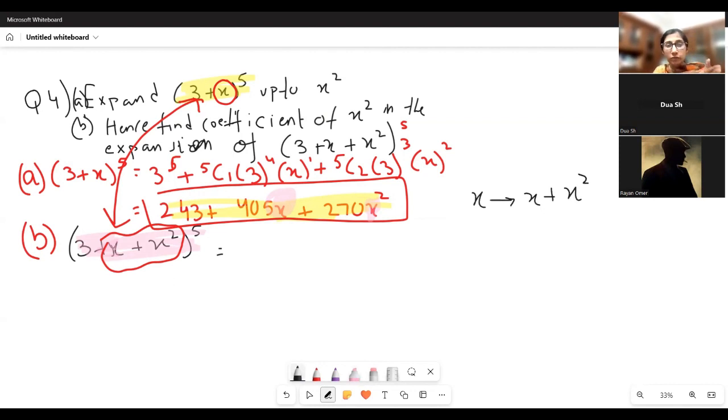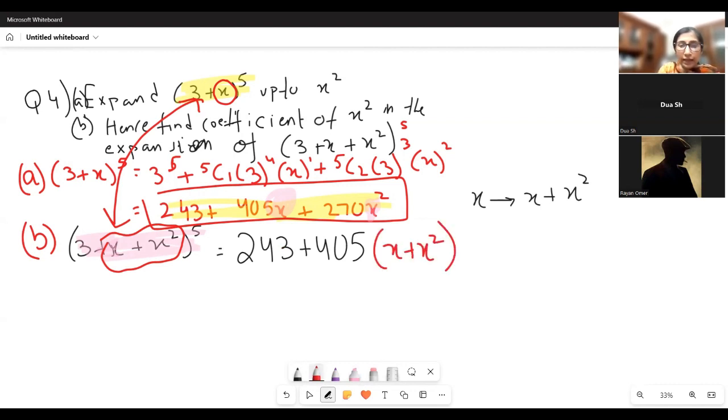So we have already expanded (3 + x)^5. That is 243 plus 405. Now instead of x, I'm going to write x plus x squared. And then plus 270, and instead of x squared, I'm going to write (x + x squared) whole squared. Yes, that's a lot better. And we just need the x squared term. So one x squared term comes from here: 405 times x squared. So we've taken that.